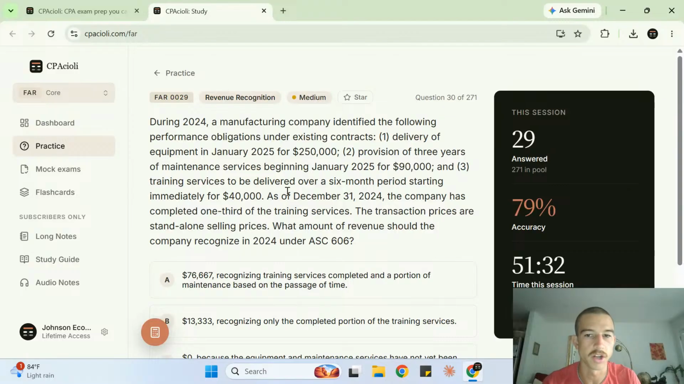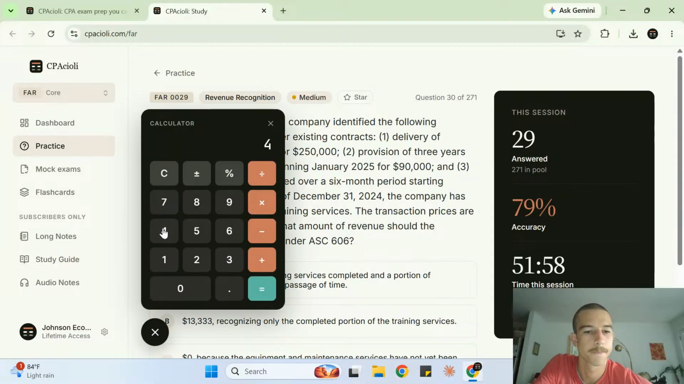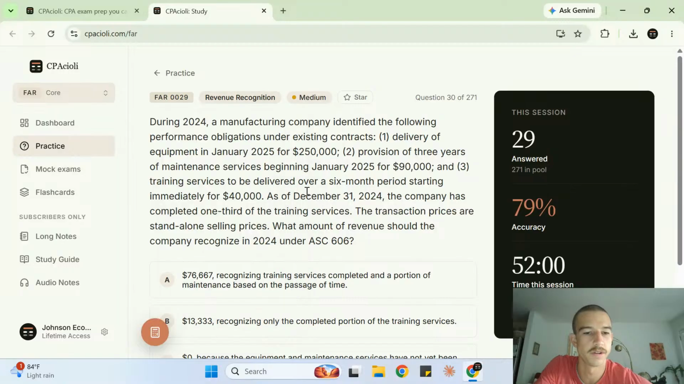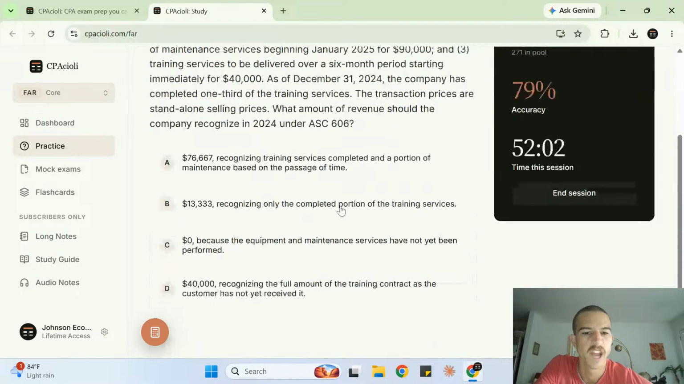Oh, I was doing the wrong thing. Okay, training services, my bad. 3 years of maintenance services. Oh, beginning 2025. Okay, I missed that again. And that's in 2025. So for 2024, it should just be 1/3 of the training, so 40 divided by 3. Well, I know it's 13.3. Yeah, should be B.